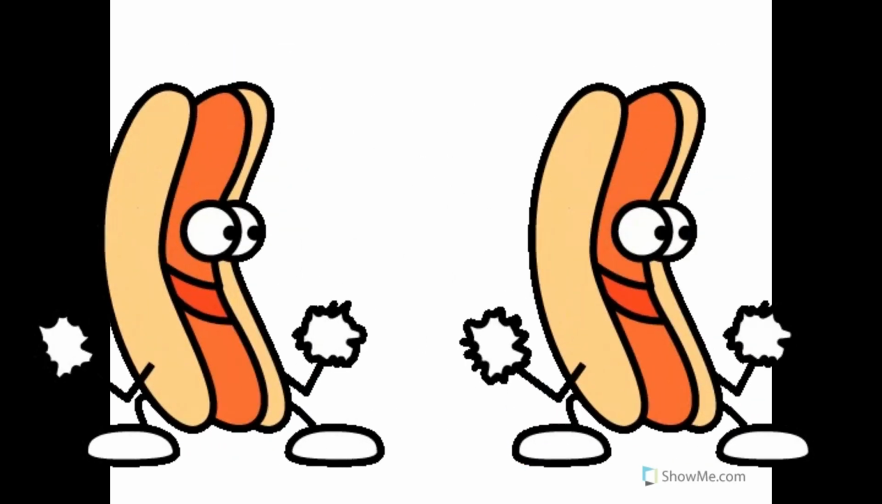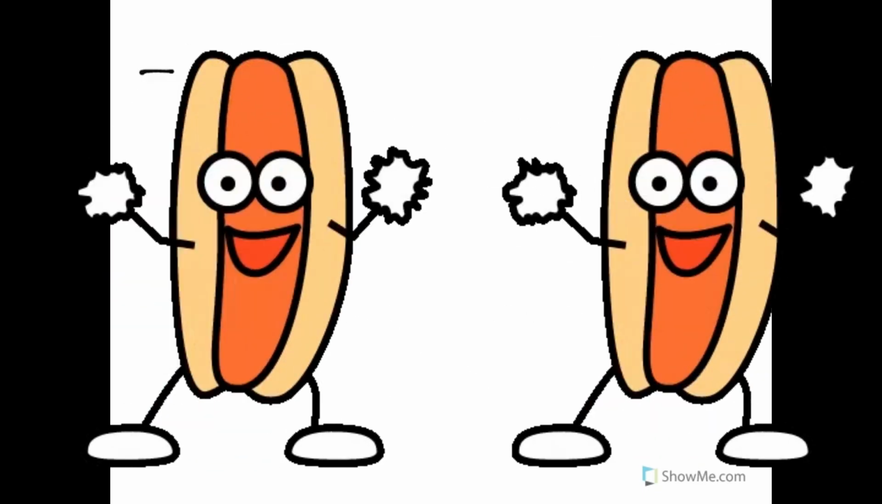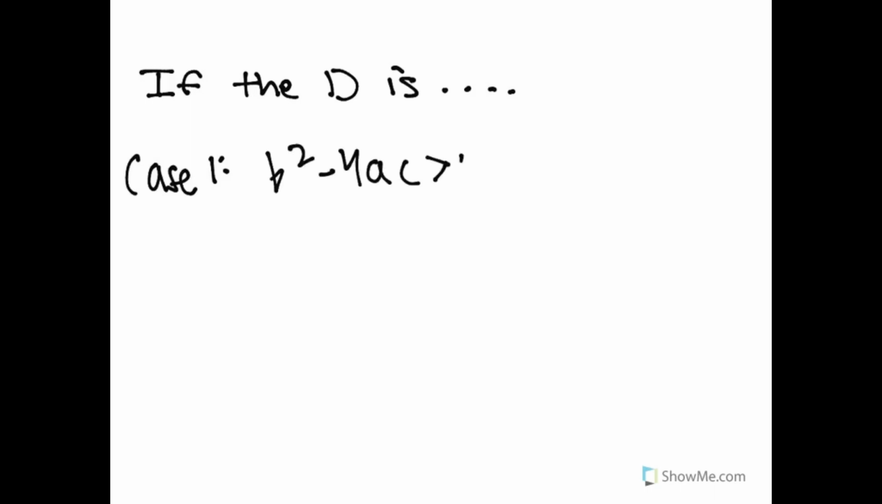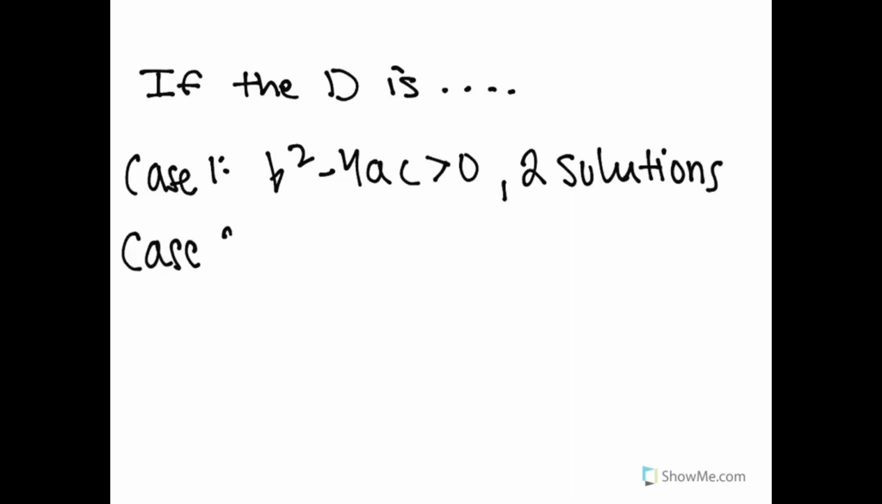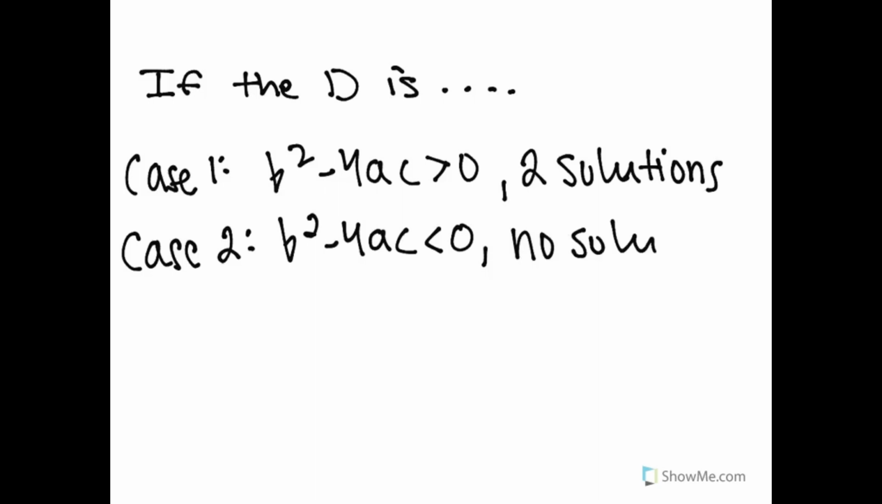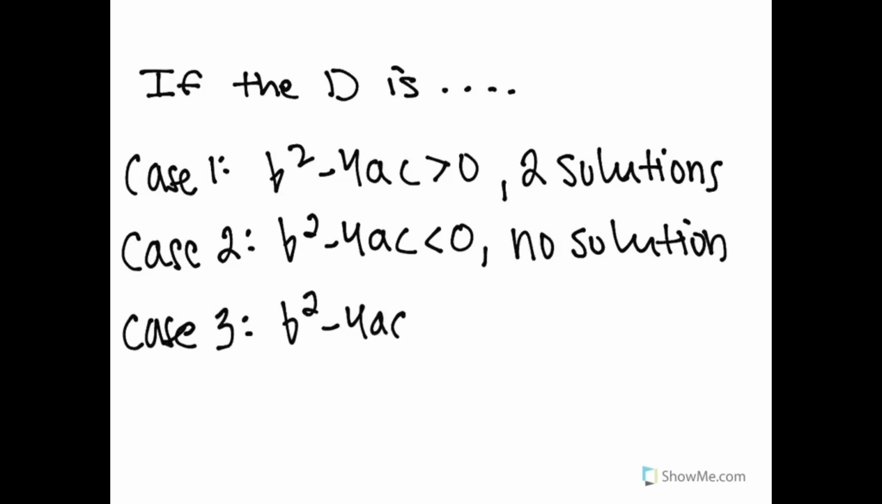So now I'm going to summarize what our three types of discriminants are and what they mean. So case 1, if the discriminant is greater than 0, then you have two solutions. Case 2, if the discriminant is less than 0, then you have no solution. In case 3, if the discriminant is equal to exactly 0, then you have one solution. So this table right here is what you will need to memorize in order to know what the sign of the discriminant is and how many solutions to your quadratic equation it implies.